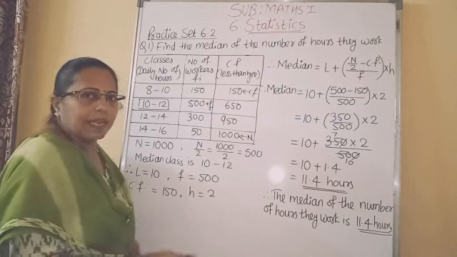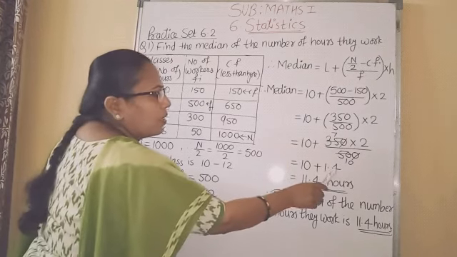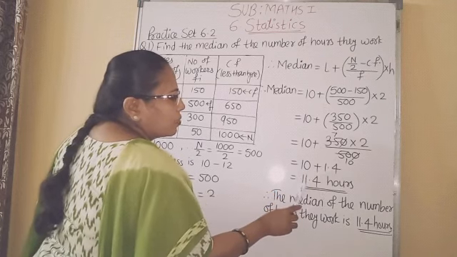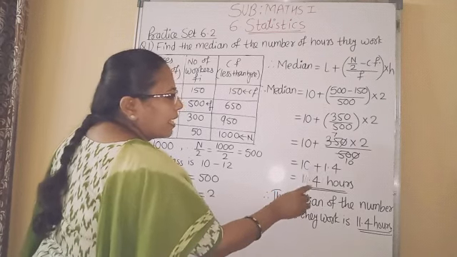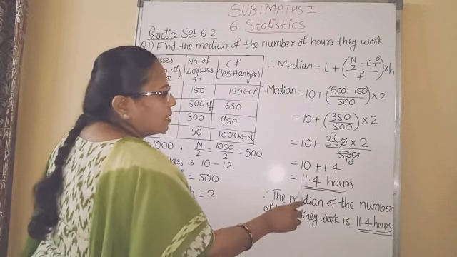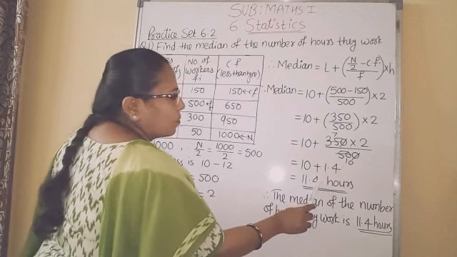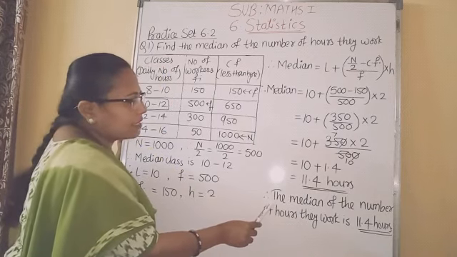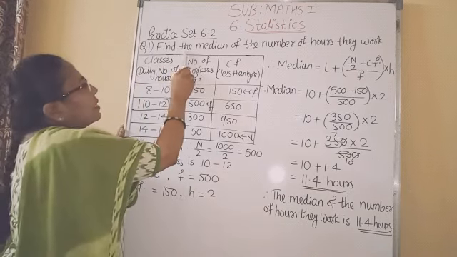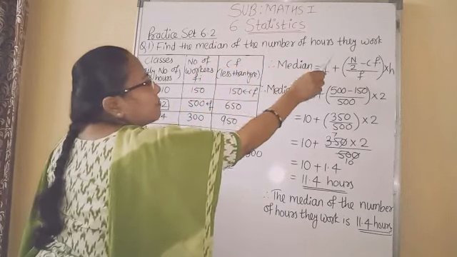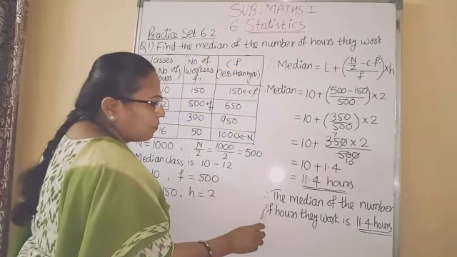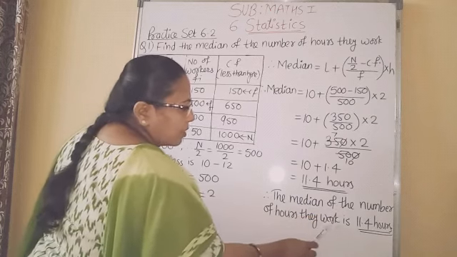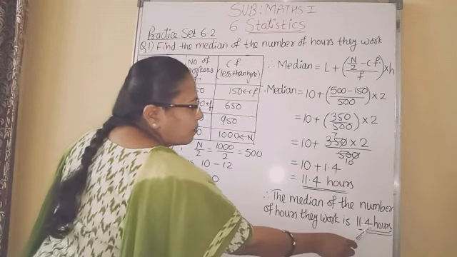And 14 upon 10 written in decimal form is 1.4. Sorry, 10 plus 1.4 equal to 11.4 hours. This is our answer. Then you have to write the answer in a statement. The question is, find the median of the number of hours they work. So the answer is, therefore, the median of the number of hours they work is 11.4 hours.